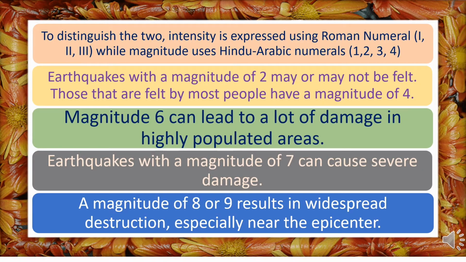To distinguish the two, intensity is expressed using Roman numerals I, II, III, while magnitude uses Indo-Arabic numerals 1, 2, 3, 4. Earthquakes with a magnitude of 2 may or may not be felt. Those that are felt by most people have a magnitude of 4. Magnitude 6 can lead to a lot of damage in highly populated areas. Earthquakes with a magnitude of 7 can cause severe damage. A magnitude of 8 or 9 results in widespread destruction, especially near the epicenter.